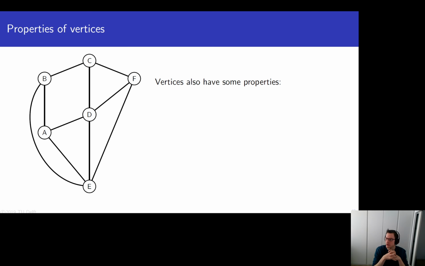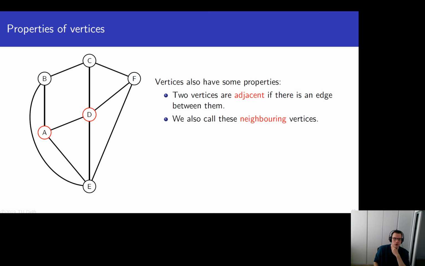So what else do we have for these graphs? Well, these vertices can also have some properties. Properties like what? Well, mostly some names. Two vertices are adjacent if there is an edge between them, and adjacent we can also call neighboring. So A and D are neighboring vertices, C and F are neighboring vertices. But for example, C and E are not neighboring vertices. We can get from C to E, but not directly. There is not directly an edge between them.